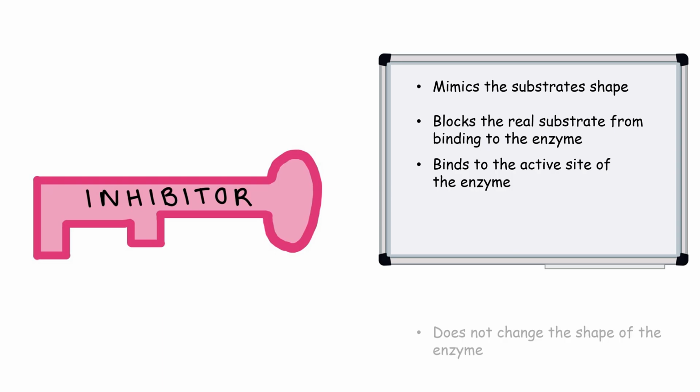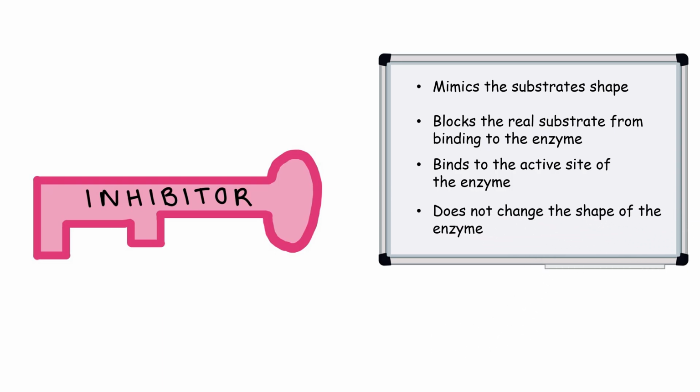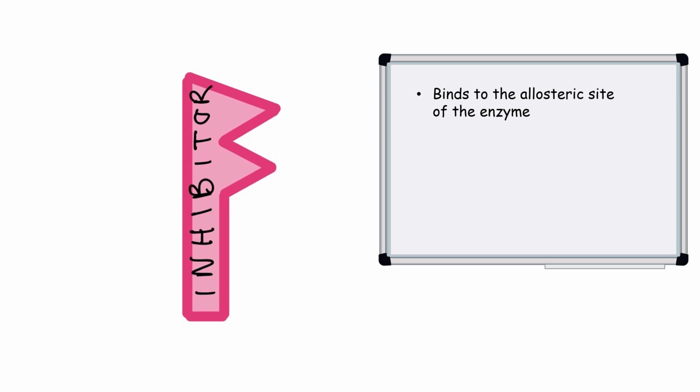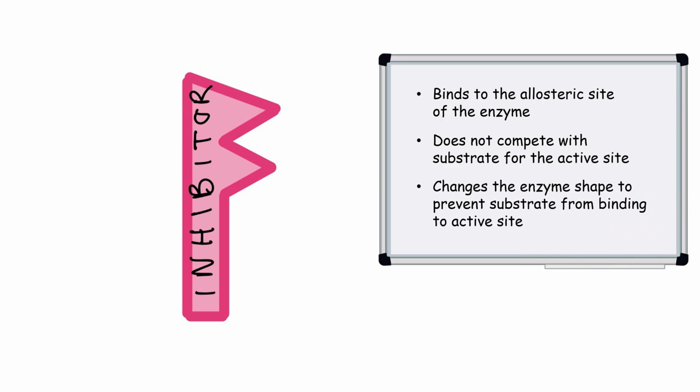A non-competitive inhibitor binds to the allosteric site of the enzyme and does not compete with the substrate for the active site. It also changes the enzyme shape to prevent the substrate from binding to the active site. It is important to note that both inhibitors are reversible, meaning that they stop the enzyme for a specific period of time. Now that we understand the key components, let's look at competitive inhibition.